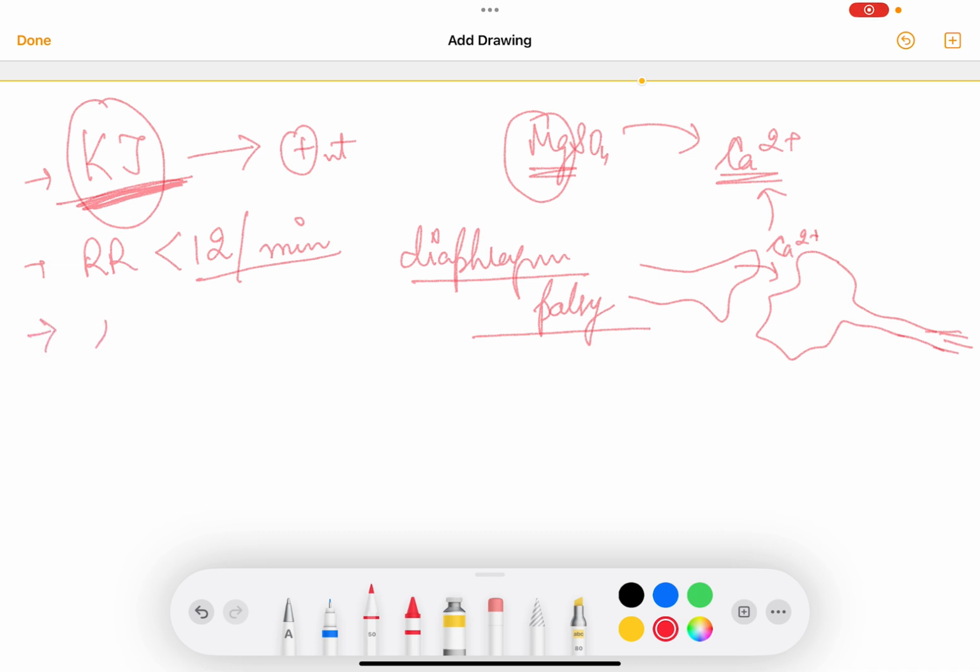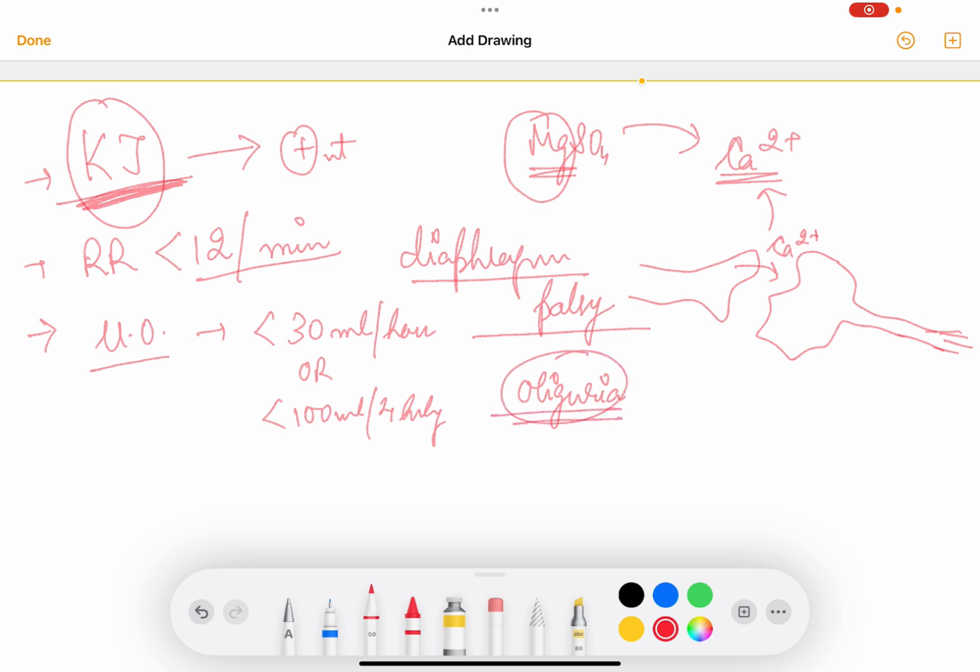Number 3 is you check for the urine output. If the urine output is less than 30 ml per hour, or if it is less than 100 ml in 4 hours, then you say patient is having oliguria, that is less of urine, and that is a condition where you have to stop magnesium sulfate, because this is not because of toxicity, but because of some reason there is renal shutdown and magnesium will not be excreted out of the body. If magnesium is not excreted out of the body through urine, then magnesium toxicity will occur.